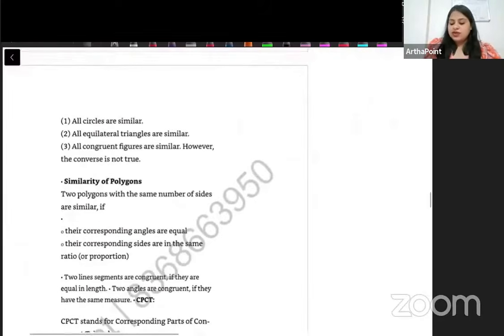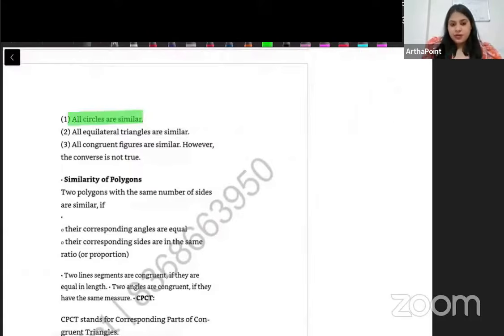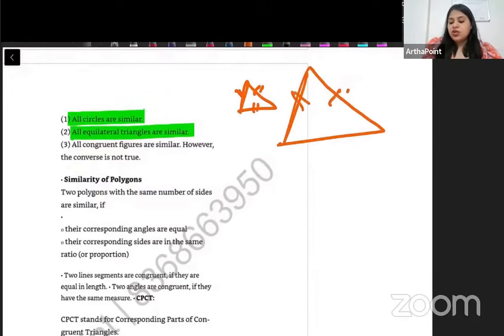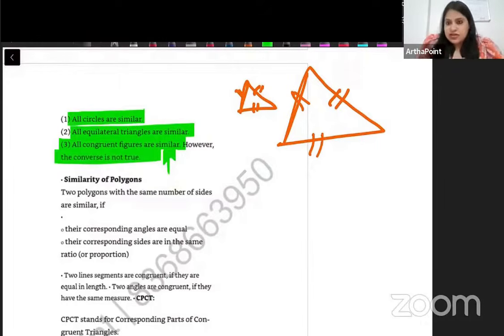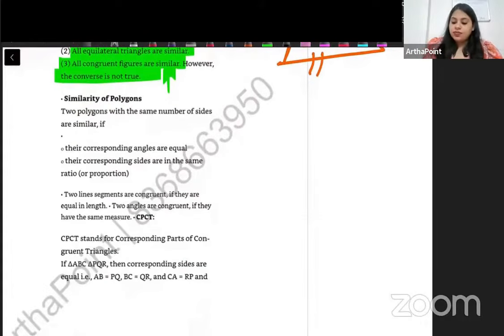So let us go ahead and read this out. All circles are similar. All equilateral triangles are similar, because equilateral means all three sides will be equal to each other. All congruent figures are similar. If it is congruent, meaning same shape and size, it has to be similar. But the converse is not true. If similar, it is not necessary that it is congruent. But if it is congruent, then it will be similar. This is necessary.